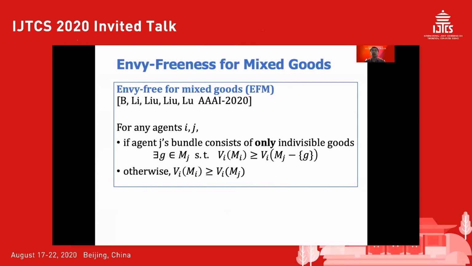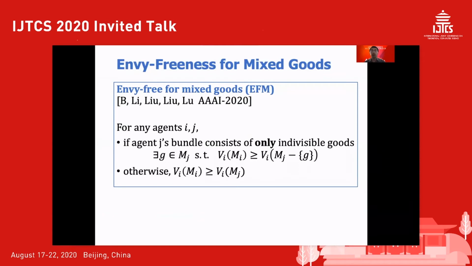We say an allocation in the mixed goods setting satisfies envy-freeness for mixed goods, or satisfies EFM, if the following condition holds. For any two agents I and J, if agent J's bundle consists of only indivisible goods, then agent I evaluates its own bundle with regard to agent J's bundle using the EF1 criterion. In other words, we require that there should exist some item in J's bundle such that after removing it, agent I now prefers its own bundle to agent J's bundle.